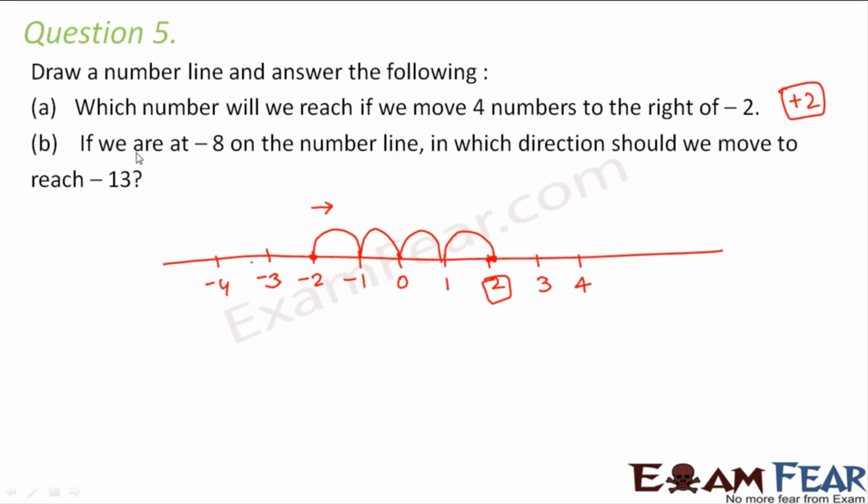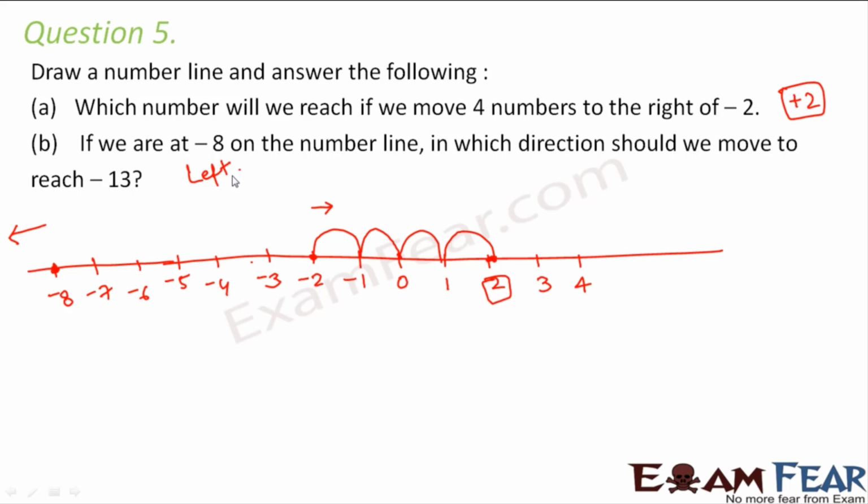So let us look at the second one. If we are at -8, let us draw it till -8. So -5, -6, -7 and -8. So this is -8. If we are at number -8, in which direction should we move to reach -13? So where will be -13? Right side or left side? Left side, of course, because towards the left only you have the smaller numbers and -13 is smaller than -8. So definitely you will have to move towards the left.